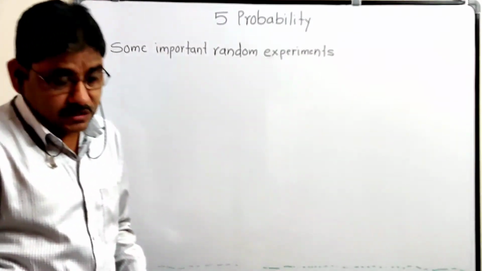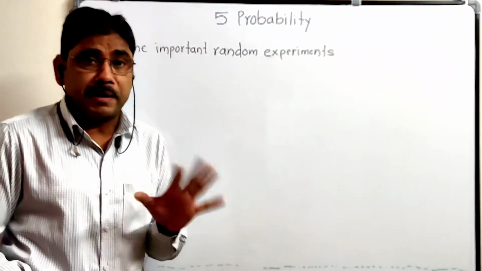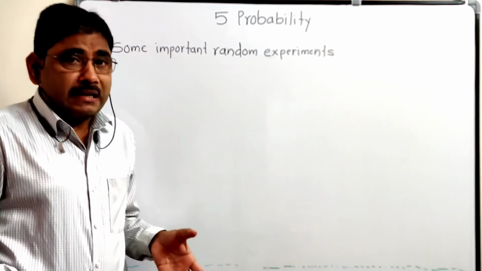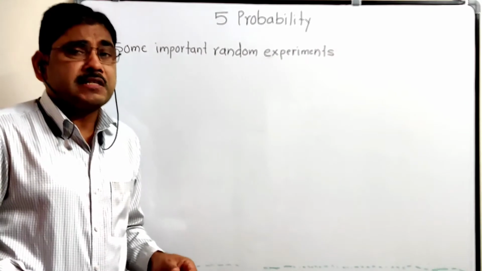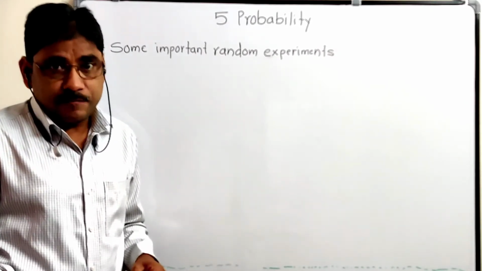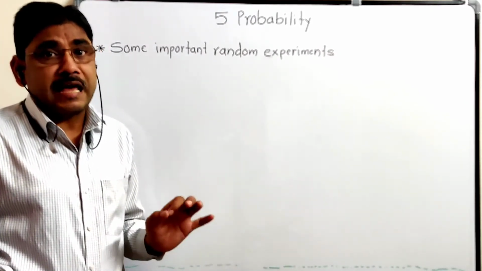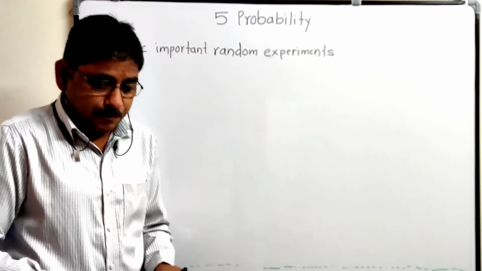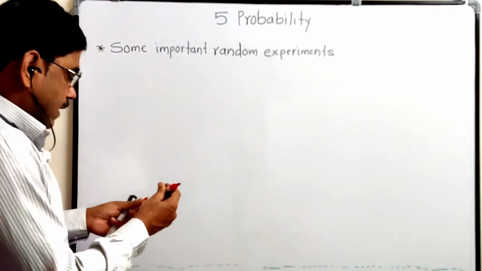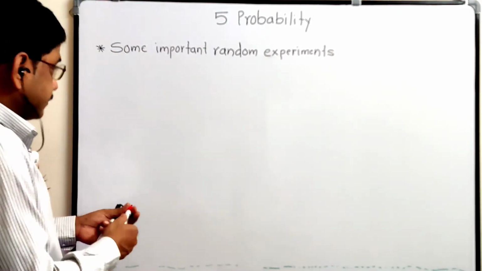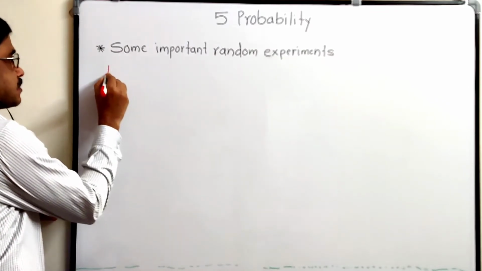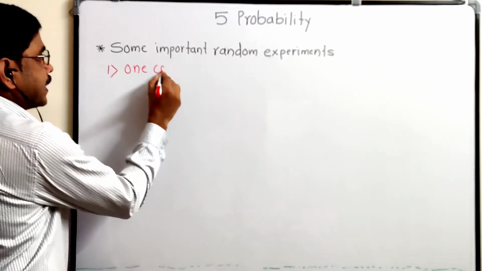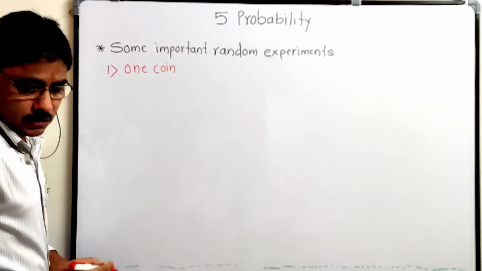In each experiment, what do we have to remember? When we say one coin is tossed, we must know the sample space S and the number of sample units, NS. So we are writing it in this way. The first random experiment is one coin toss.